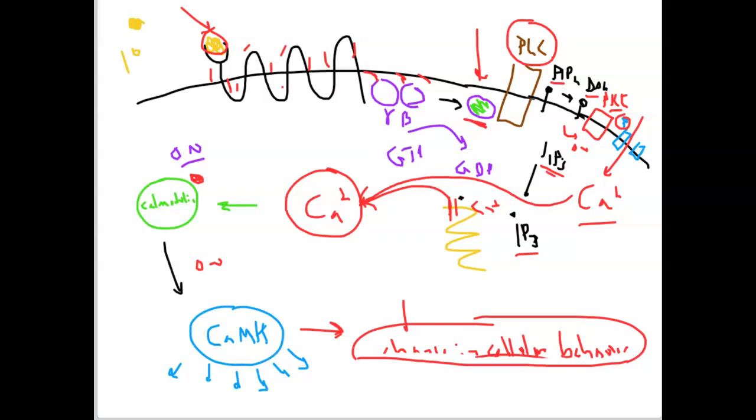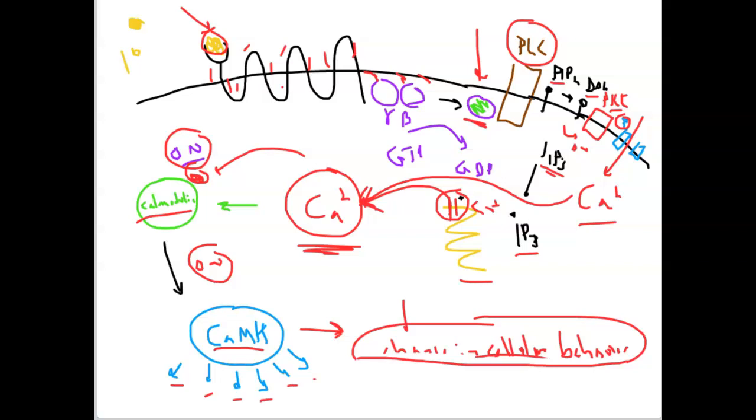IP3 migrates over to the smooth ER, where it directly causes calcium channels in the smooth ER to open so that calcium can come rushing into the cytoplasm from intracellular stores. The net result of all that is a huge increase in calcium levels. That calcium ion will bind to the protein calmodulin, whose activity is modulated by calcium. In the presence of calcium, calmodulin is on. Active calmodulin then activates cAMP kinase, or calcium modulated kinase, and active cAMP kinase will then phosphorylate a huge array of proteins, resulting in a net change in cellular behavior.